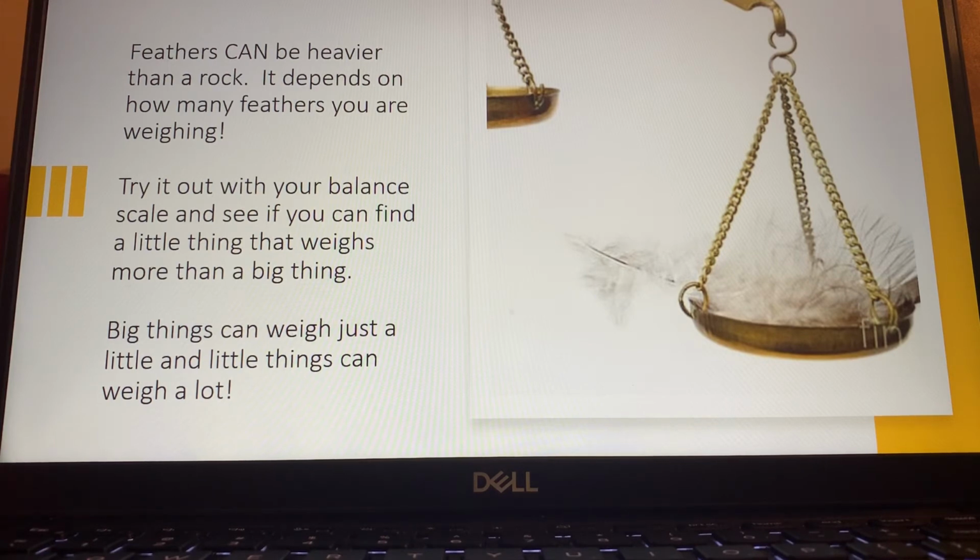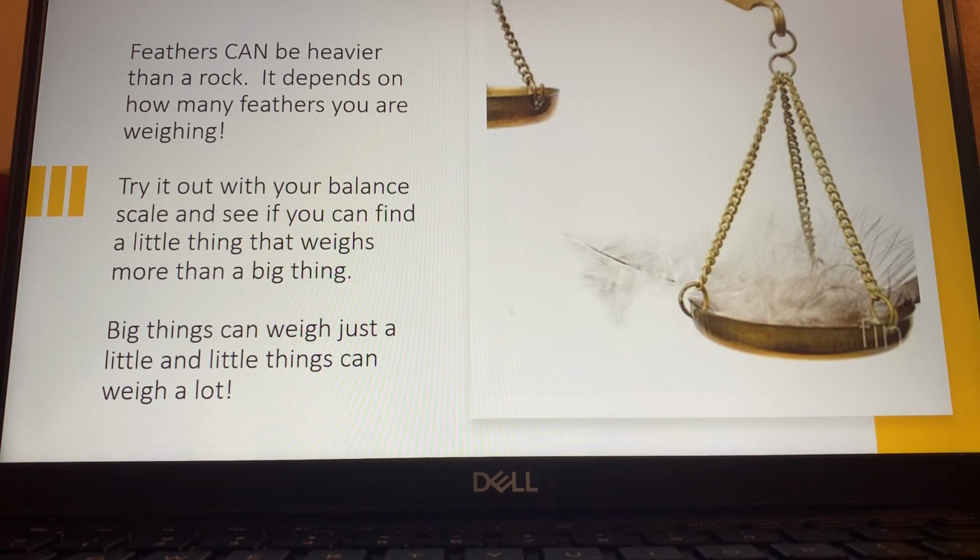On these scales that we see is a different kind of little bucket that's holding it, but this is still a balance scale. It depends on how many feathers that you have on your scale. So just because feathers are very light, it does not mean if you have a lot of feathers that it's still going to be lighter than a rock. You just have to try different things out with your balance scale.